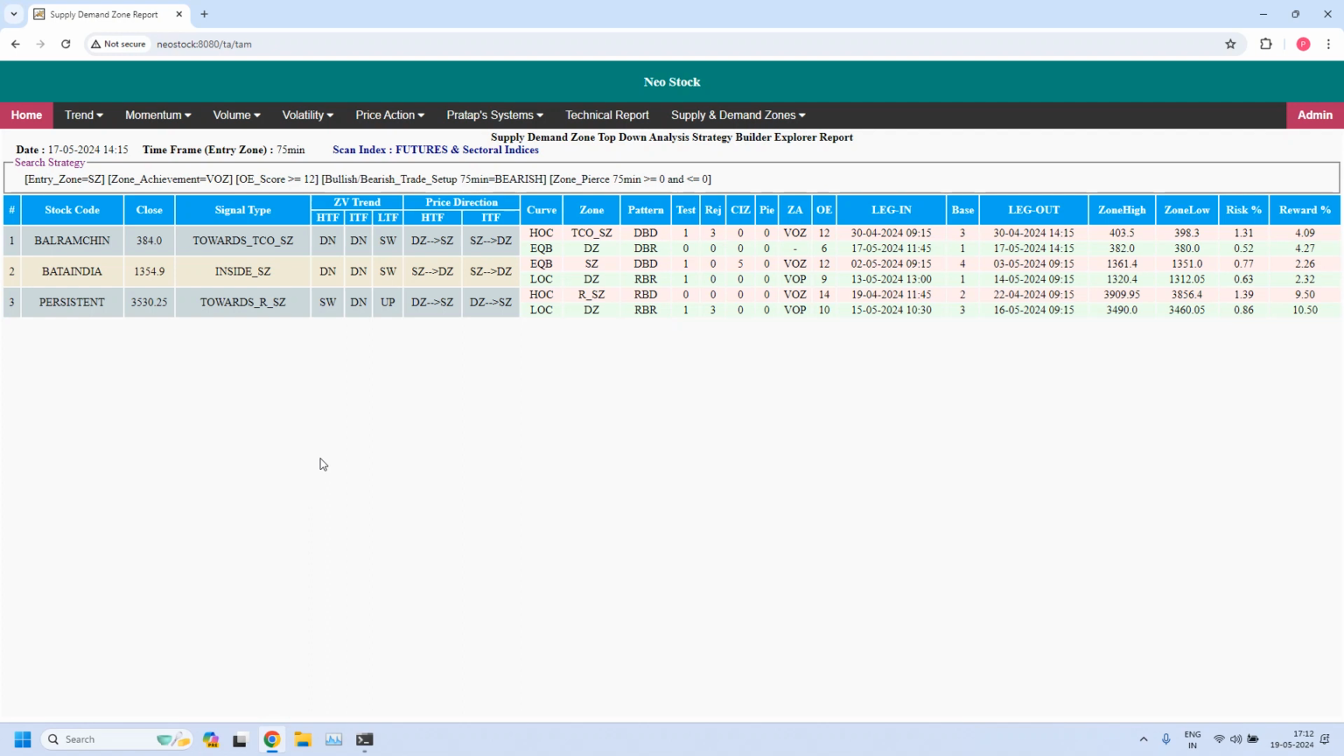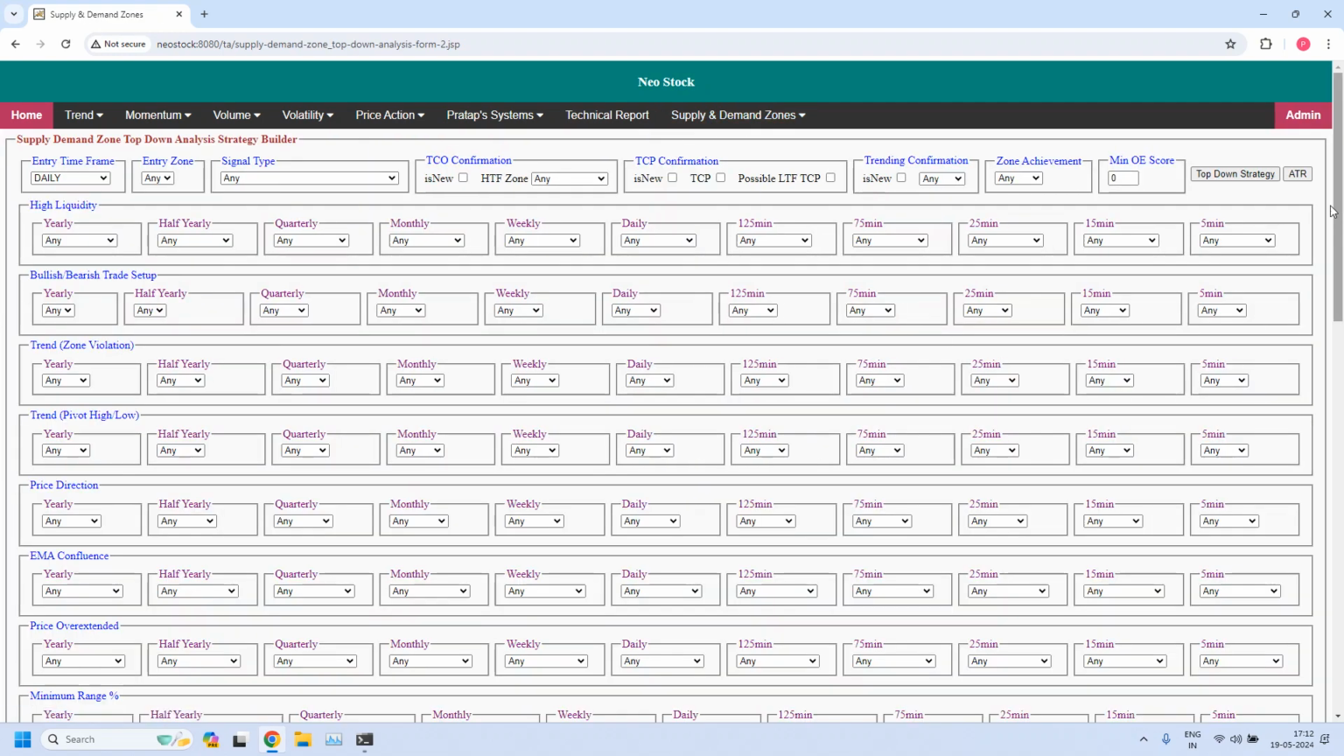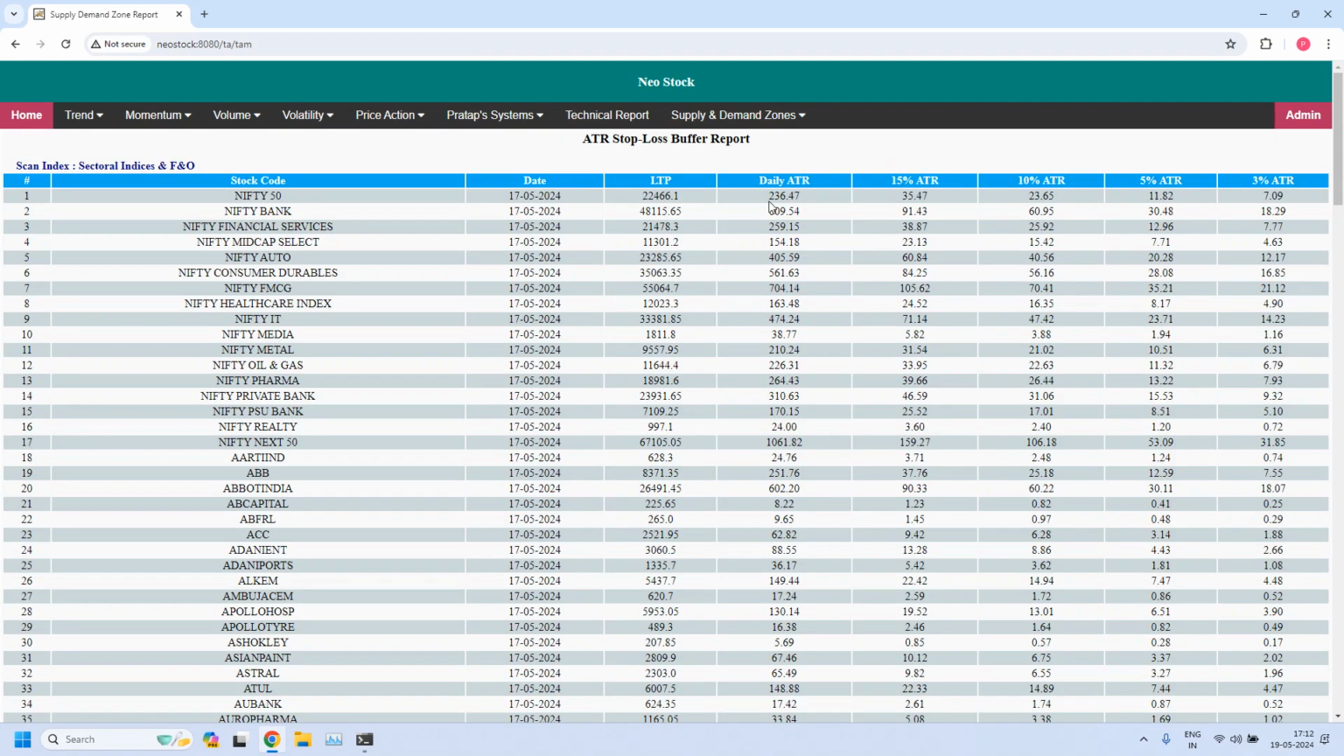And in the final report, let us generate the stop buffers based on daily ATR. So this is the daily ATR. And 15% ATR you have to use for monthly income trade. 10% ATR you have to use for weekly income trade. The first 17 in this list are indices, sectorial indices, and the remaining are all equity stocks. So I keep on scrolling this list down, and whichever stock you want to refer to, please pause the video.